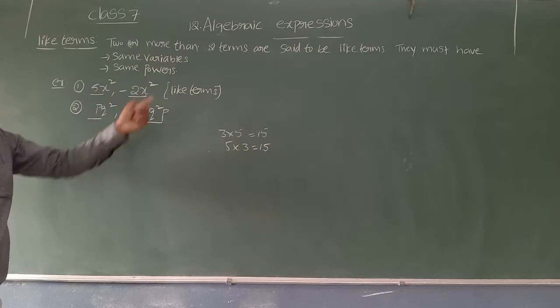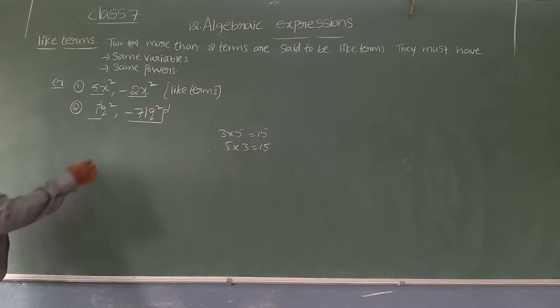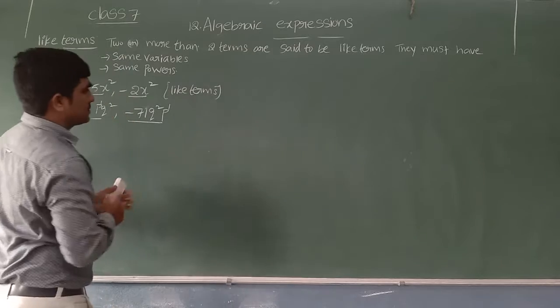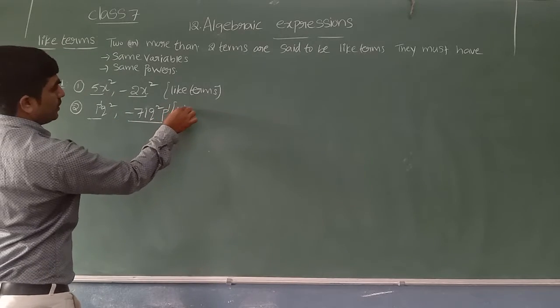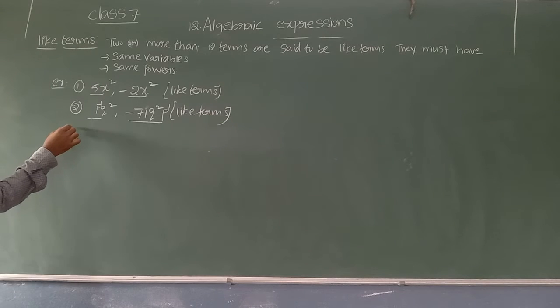p and q, same variables. And what about their powers? P power 1, p power 1, same powers. Q power 2, q power 2, same powers. These two terms contain the same variables with the same powers. So what do we call them? They are called like terms. Like terms. Yes. Next you can see one more example.